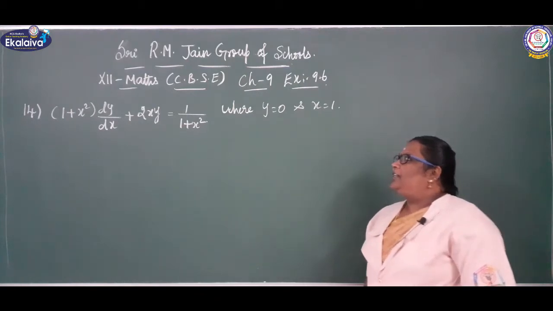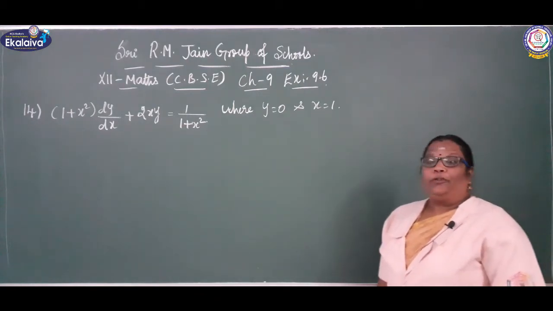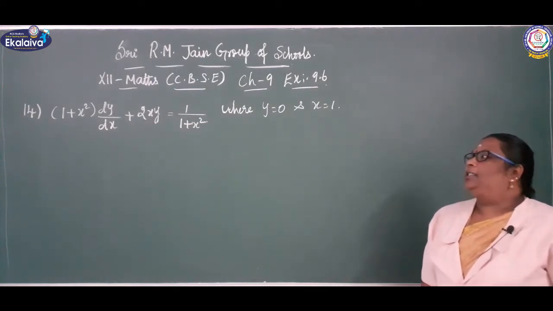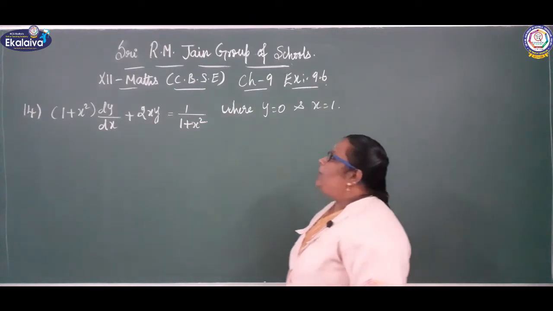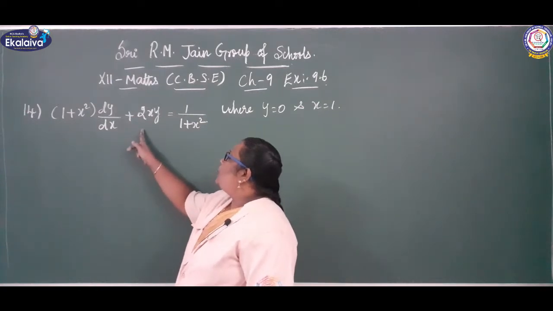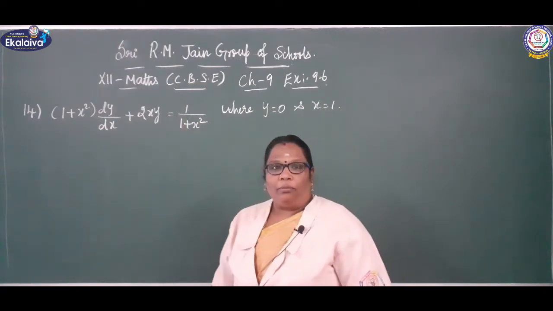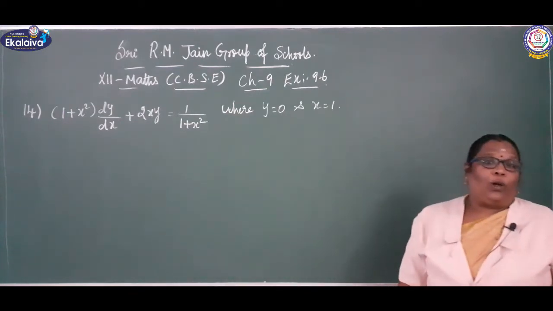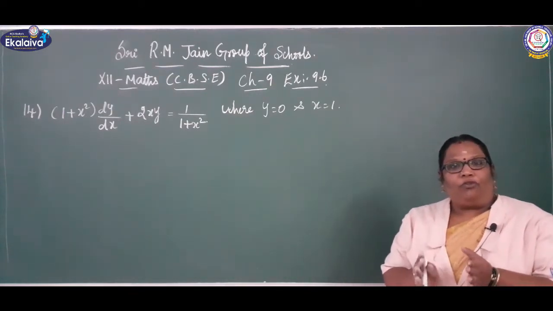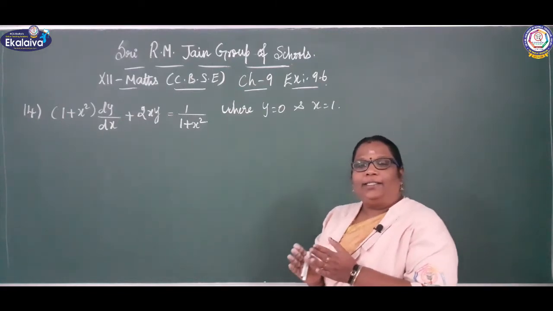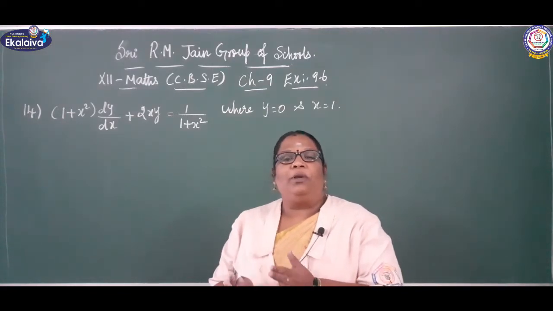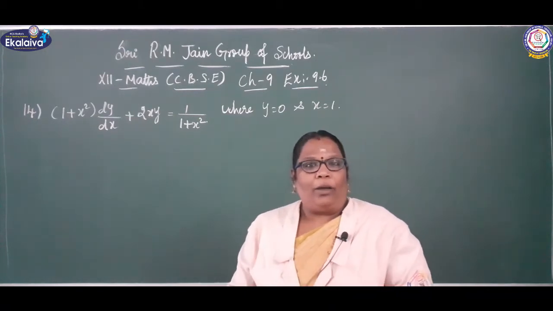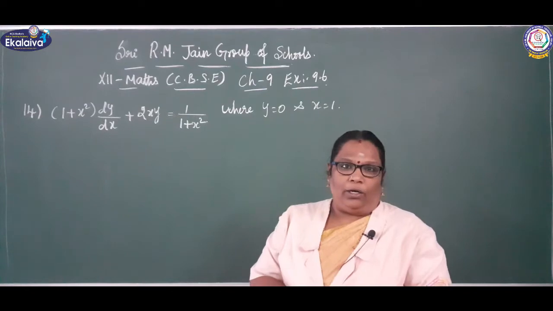This is 12th standard maths, CBSE, chapter 9, differential equation, exercise 9.6, 14th sum. (1 plus x square) dy by dx plus 2xy equal to 1 by (1 plus x square), where y equal to 0 and x equal to 1. So this is in the form of a linear equation. It is in the form dy by dx plus py equal to q. We have to bring it into that form, that is dy by dx plus py equal to q.